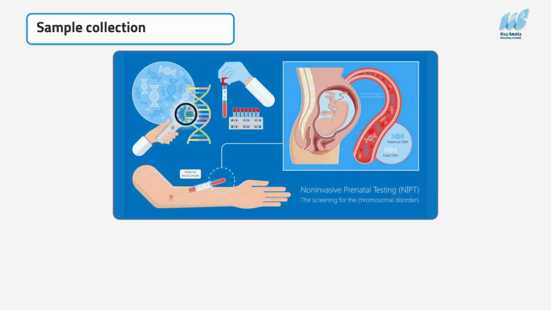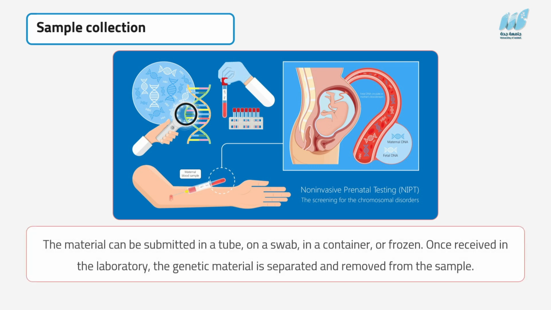To test genetic material for medical reasons, samples are collected from blood, urine, saliva, body tissue, bone marrow, and hair. For prenatal testing, genetic material can also be collected from amniocentesis or chorionic villus sampling. Genetic material can be submitted in a tube, on a swab, in a container, or frozen. Once received in the lab, the genetic material is separated and removed from the sample to proceed with the genetic testing.